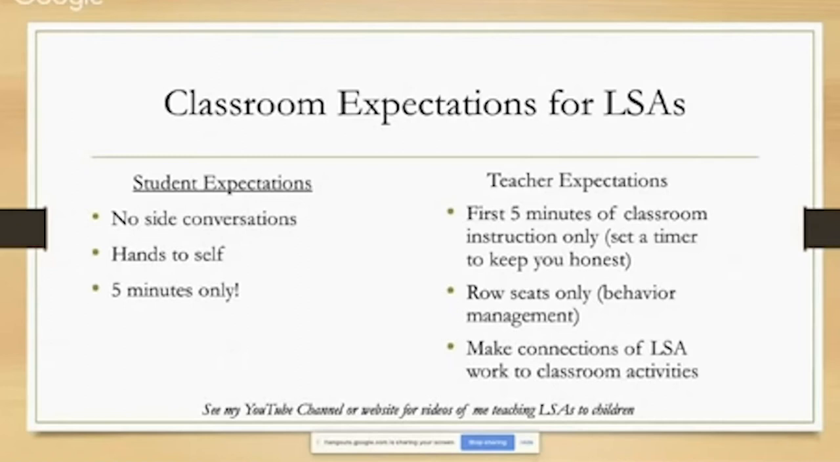One is that I wanted student expectations on the board for every LSA class period, or time that we devoted to LSAs, so the students knew what I wanted from them while we were doing this. On the left-hand side, you can see that I have no side conversations, they have to keep their hands to themselves, and that I will only do LSAs for 5 minutes only. I have a 40-minute class, and doing LSAs for 10 minutes of a 40-minute class does not feel fun to anybody. So in committing to my students that I was only going to do 5 minutes of learning sequence activities, it made me become extremely efficient at how I delivered pattern instruction.